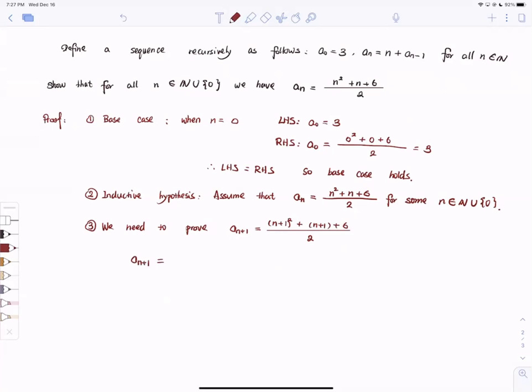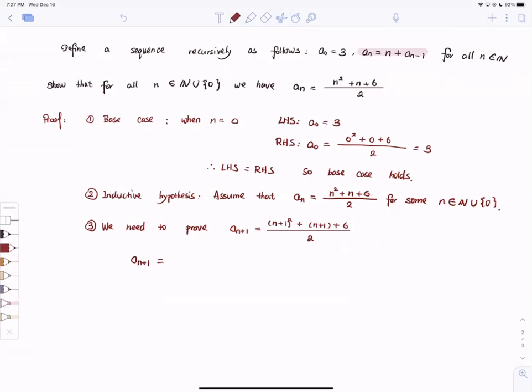What do we do here? What do I need to use here? Do I use a recursive definition? Do I use the inductive hypothesis? What's useful for me now? The recursive definition. Yes, so I need to use a recursive definition. This is a recursive definition, so I need to use this.